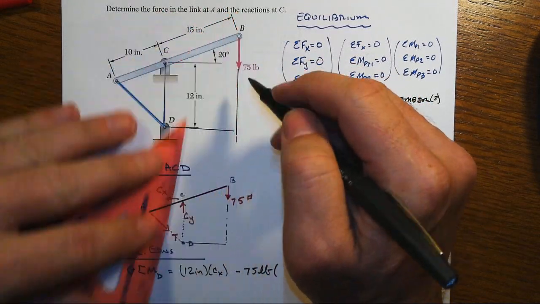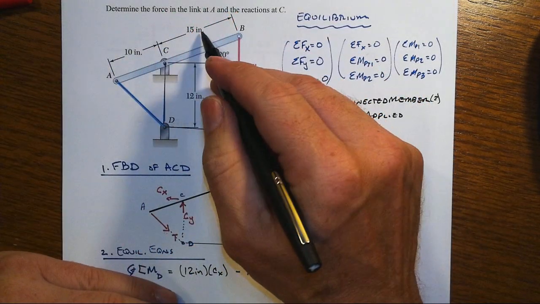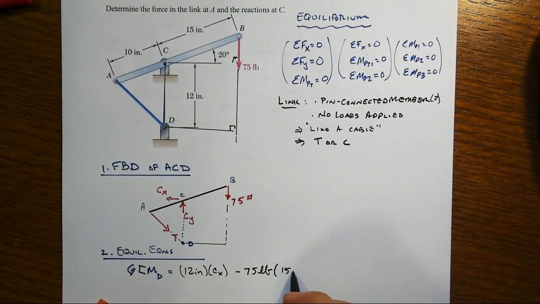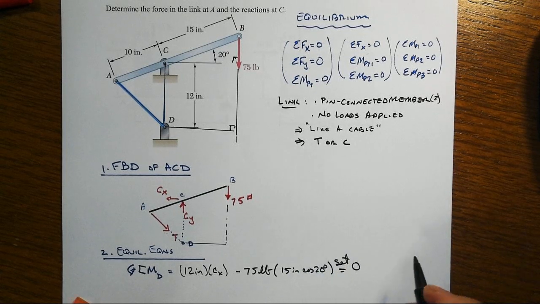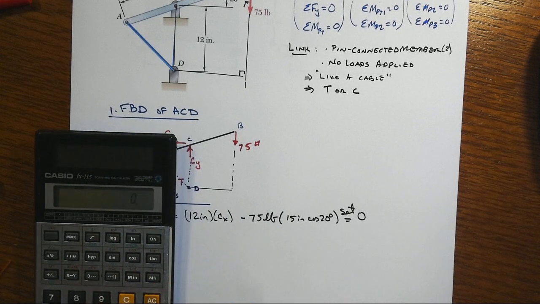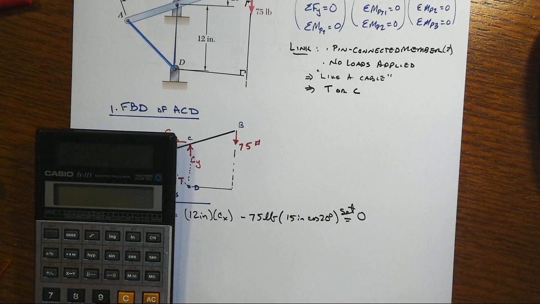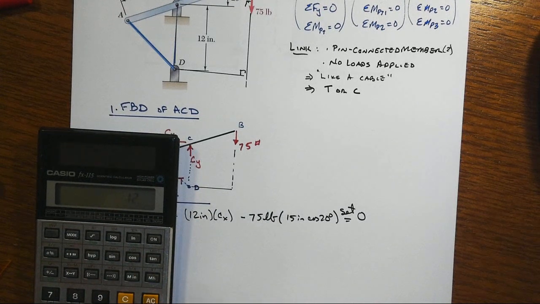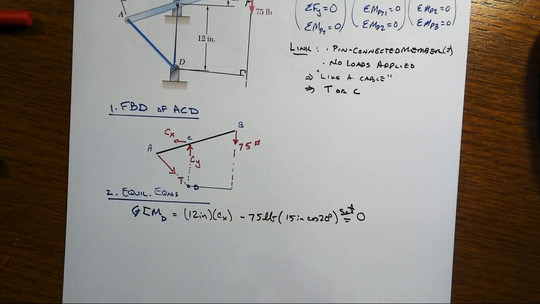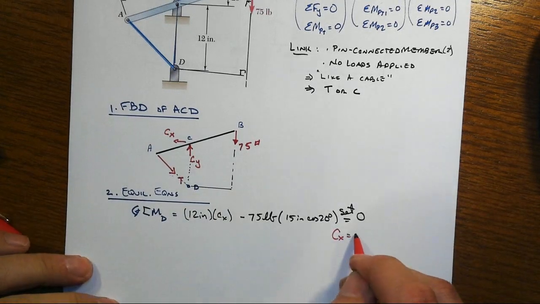And it's not given to us, so we can find it though. Draw it out here. I'm getting a little sloppy trying to rush through this. Oh, it's a part of this right triangle. That's right there. So that's 15 inches times cosine of 20 degrees. Set it equal to 0 for equilibrium. And let's see what we get for Cx. We're going to have 75 times 15 times cosine 20, divided by 12, equals 88.096. Yeah, it equals 88.